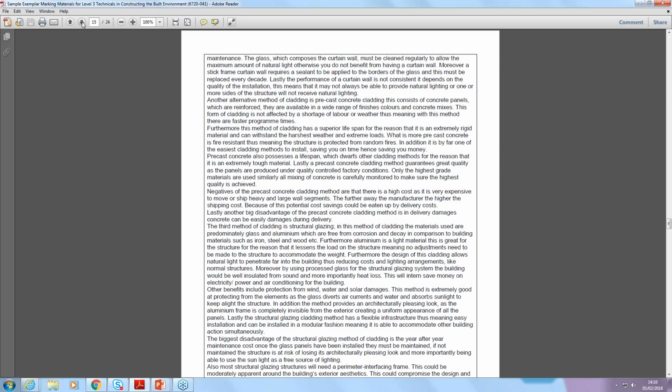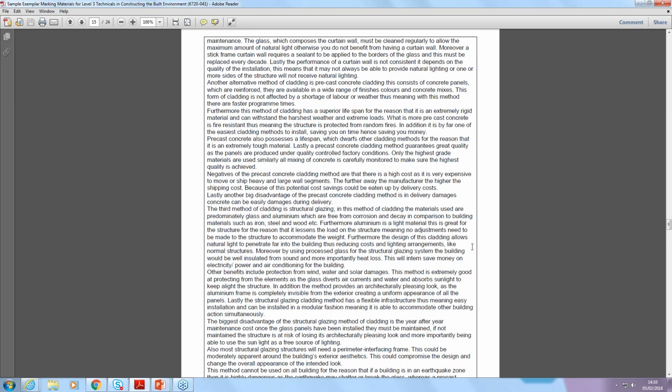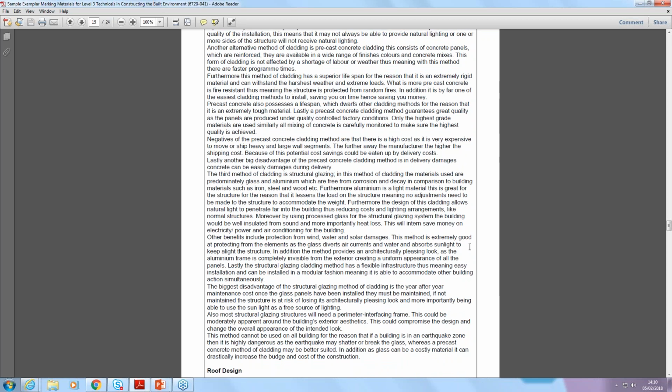The next example then is if we're looking at alternative methods of cladding, and it's the last paragraph in there where it says, "Furthermore, this method of cladding has a superior lifespan for the reason that it is an extremely rigid material and can withstand the harshest weather and extreme loads. What is more, precast concrete is fire resistant, thus meaning the structure is protected from random fires. In addition, it is by far one of the easiest cladding methods to install, saving you time, hence money."